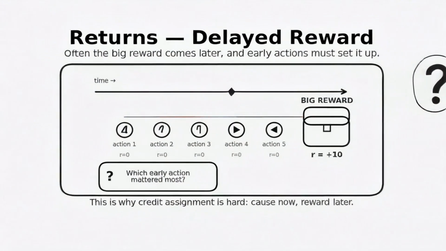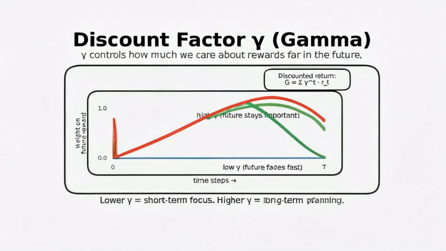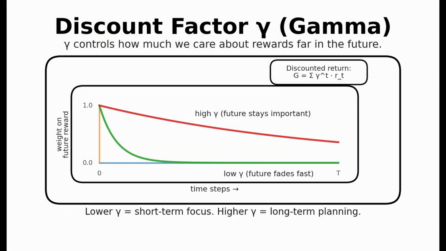Now we introduce one of RL's most famous symbols, gamma. Gamma is the discount factor. It controls how much the agent values future rewards compared to immediate rewards. If gamma is small, the agent is impatient. It mostly cares about rewards right now. If gamma is close to 1, the agent is far-sighted. It's willing to sacrifice now to win later.